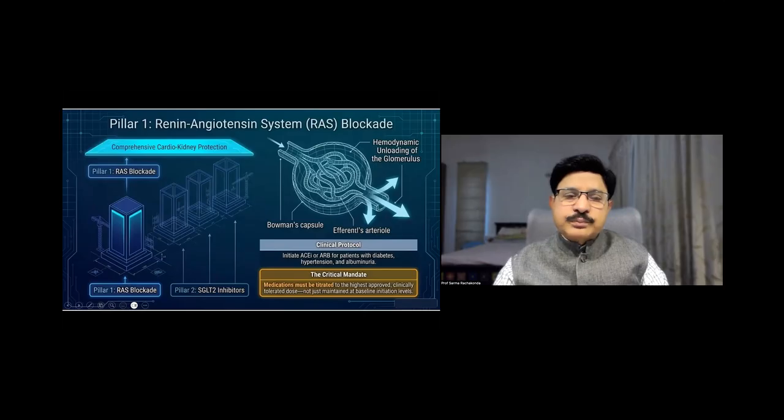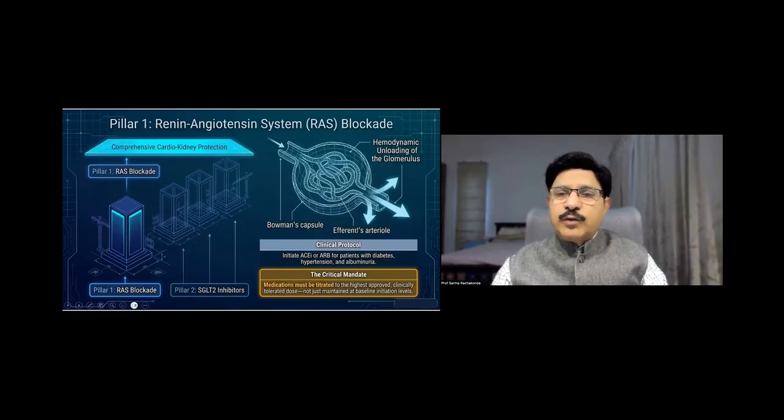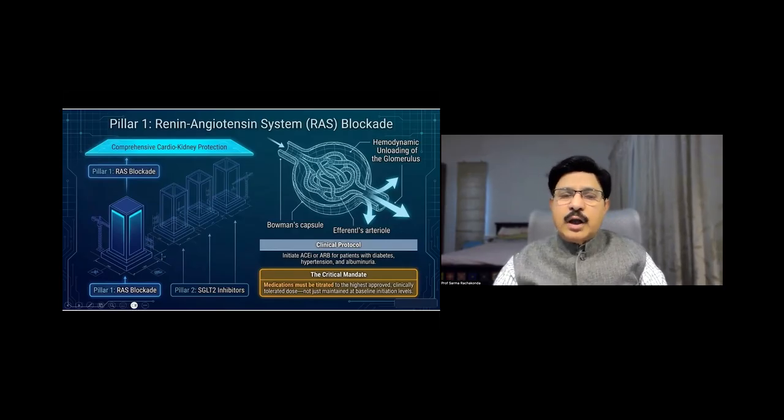Pillar 1, RAS blockade. What is my problem? The afferent arteriole is widely dilated, the efferent arteriole is constricted. Now what do I have to do? I have to reduce the afferent arteriolar flow and increase the efferent arteriolar flow. How do I do that? Use an ACE inhibitor or ARB for diabetes, with or without hypertension and albuminuria. You must use the RAS blockade.